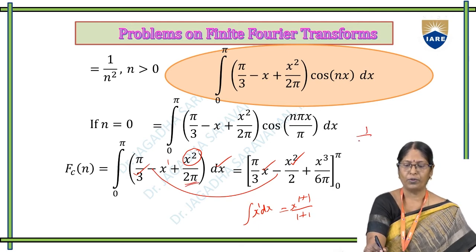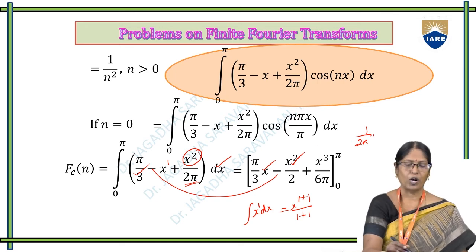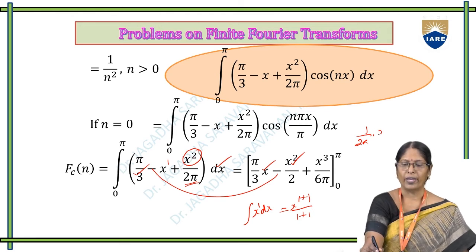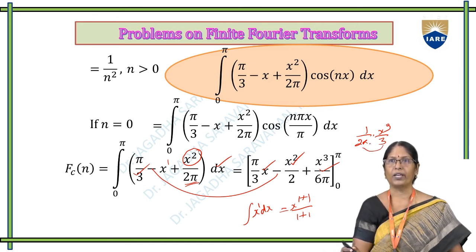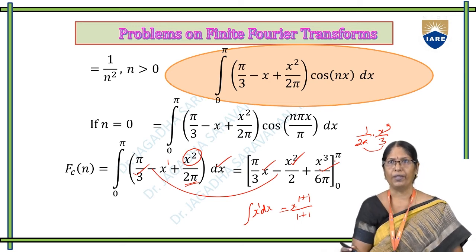That is 1 by 2 pi, times x square. In the formula, x power n is 2, so it gives x cube by 3. Here 3 into 2 pi put together is 6 pi, with limits 0 to pi.